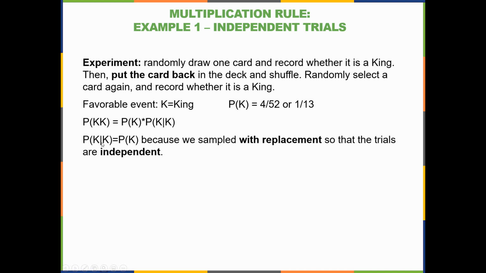The probability of drawing a king, given that a king was already drawn on the first trial, is equal to the probability of drawing a king whether or not we already drew a king. And that's because of how our experiment was defined. We said that we were going to put the card back. So this is an example of with replacement, so that the trials are independent. Because now, after we've put that first king back into the deck, there will still be a probability of 4 out of 52. It will not have changed by taking one card out and not putting it back. So we just multiply the two probabilities.